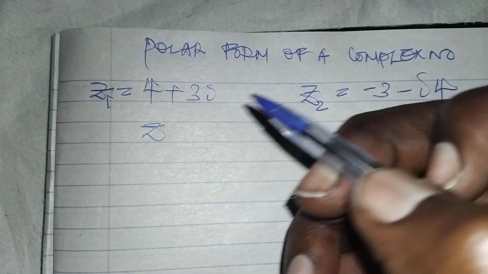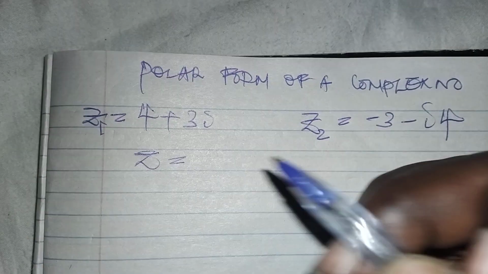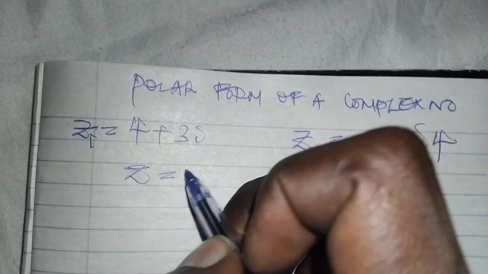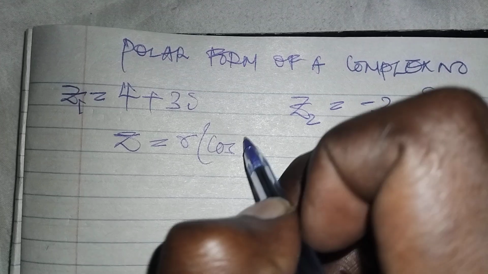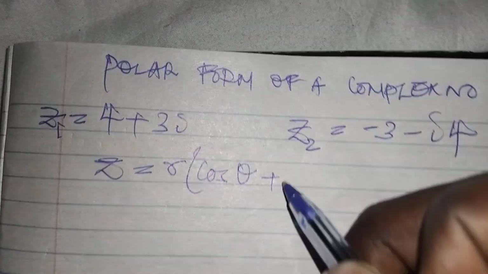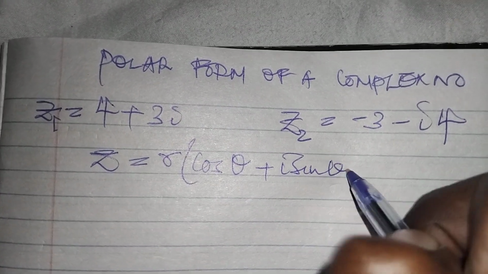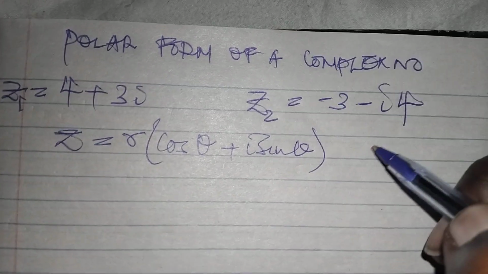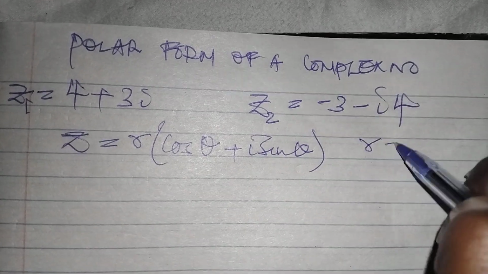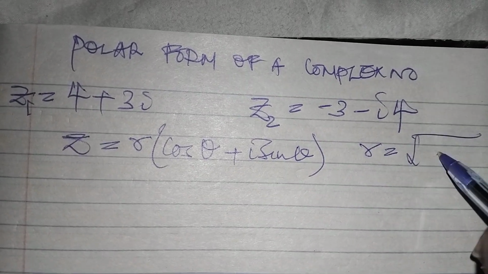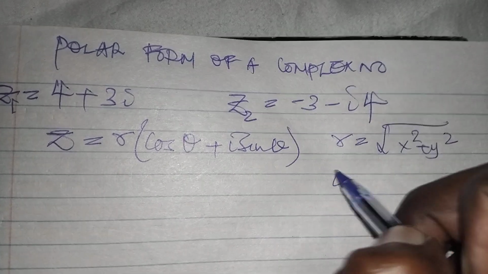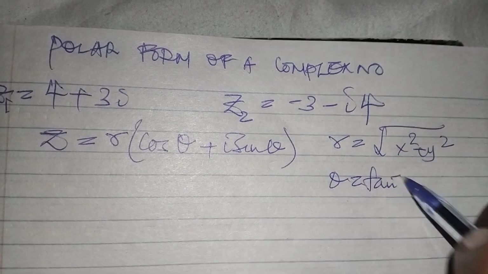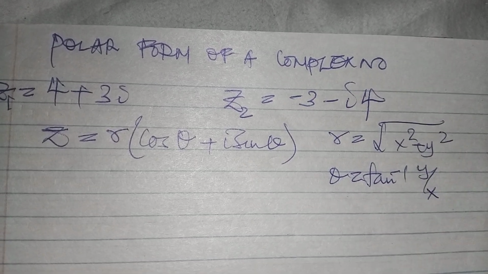First of all, you need to know in the back of your mind that in polar form, z is given by r into cos theta plus i sine theta, and we know that r is the vector, which is given by the square root of x squared plus y squared, and theta is the tan inverse of y over x.